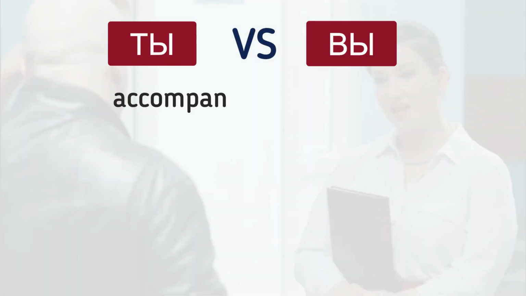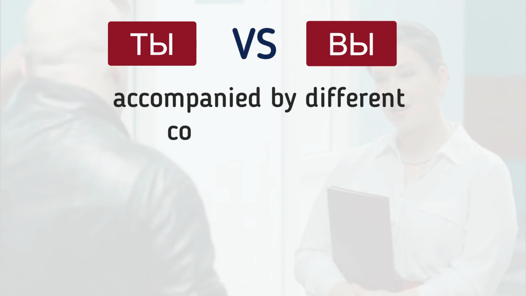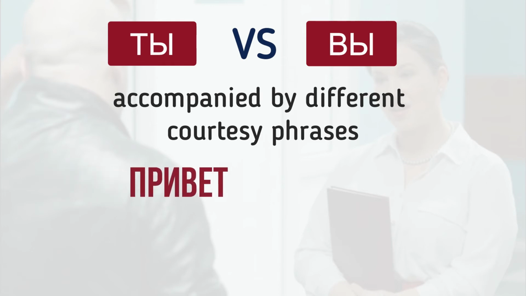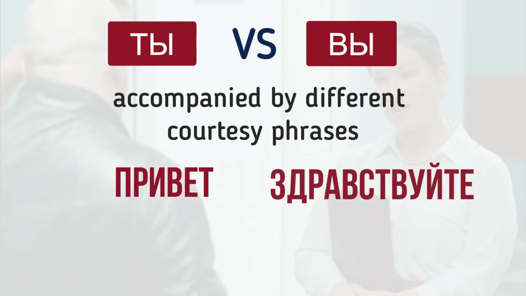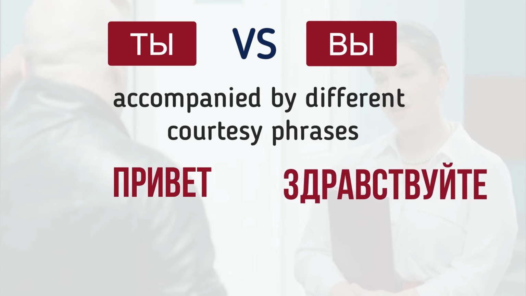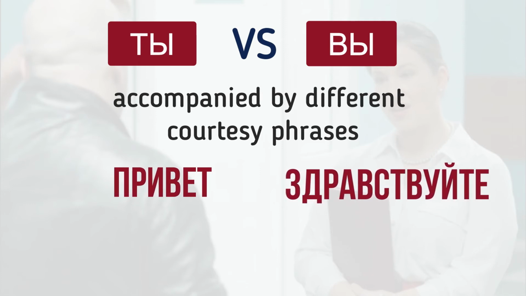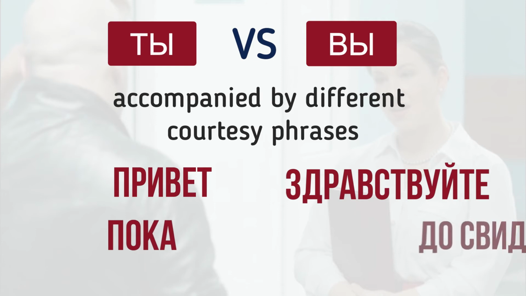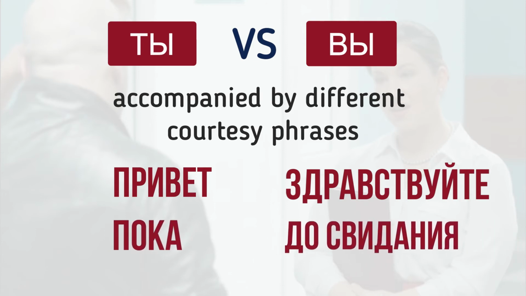You also need to take into account, when using an informal ты or a formal вы, which courtesy phrases you are using. So when you address people by ты, it's better to use informal phrases like «привет» instead of a formal «здравствуйте», which you will use when you address people by вы. Another example is an informal «пока» and a formal «до свидания». You can find more of such courtesy phrases in Russian in my previous videos.